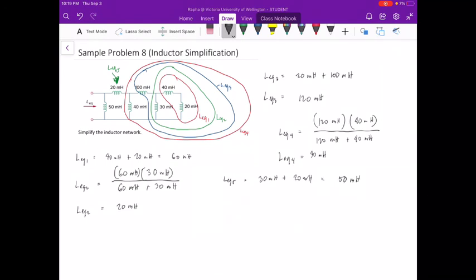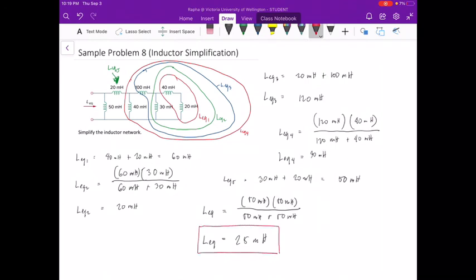Then finally, our main LEQ, which is in parallel to LEQ5. So that's our main LEQ. We have a parallel sum of LEQ5, 50 millihenries, and 50 millihenries. Our LEQ is equal to 25 millihenries, and that's the value of our simplified inductor network. Very easy and very familiar to you.